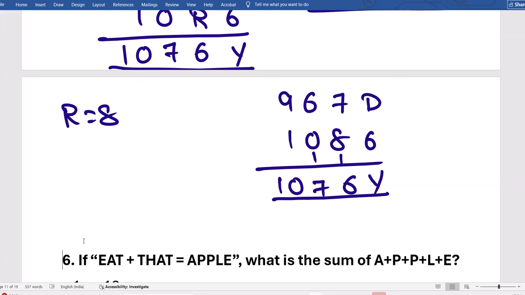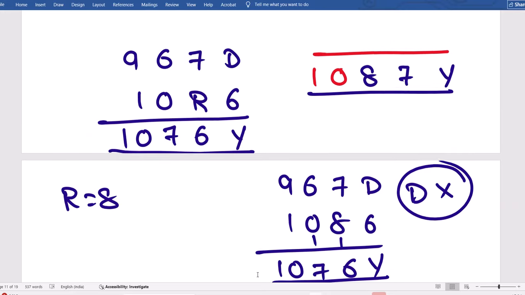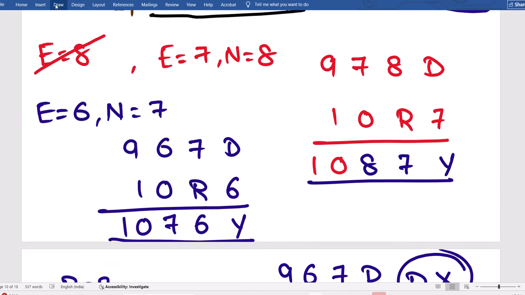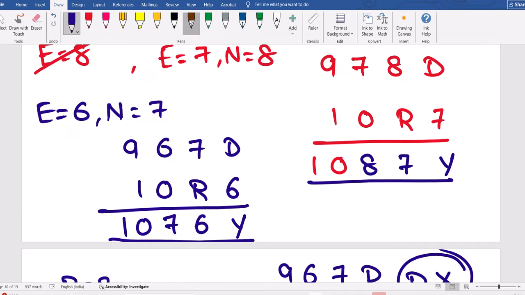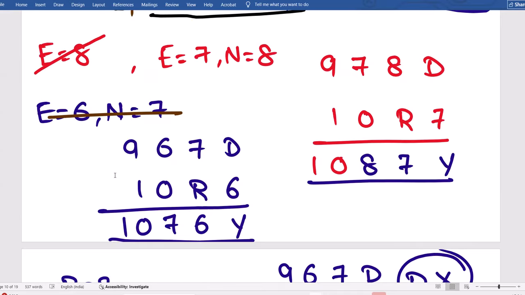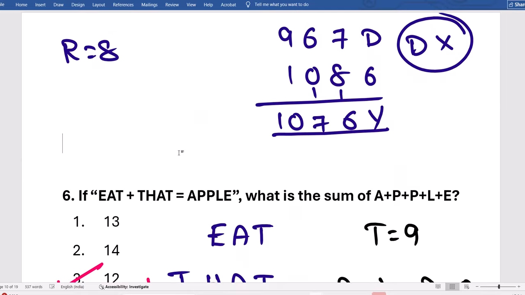E must be 5. Okay. Here the problem is the D issue. D cannot be decided here. If we take any value for D, there is a contradiction now. We satisfied R, but there is a D value issue in this. So E6, N7, no. E must be 5. We'll check that.